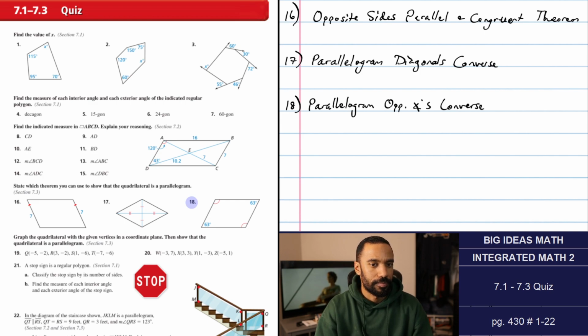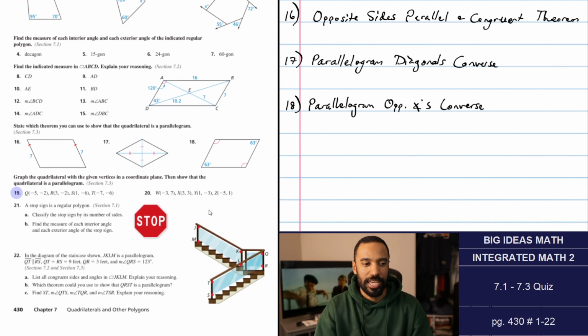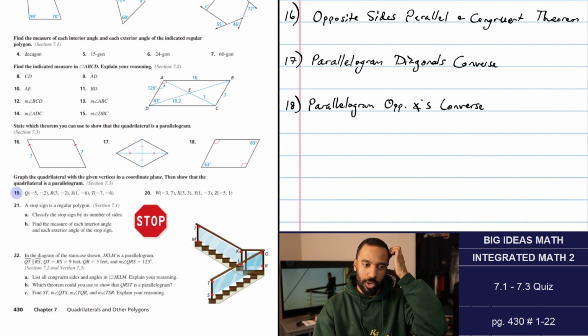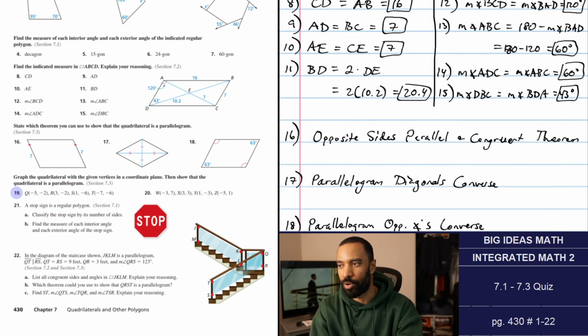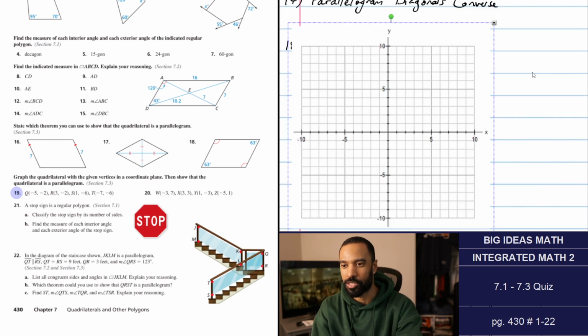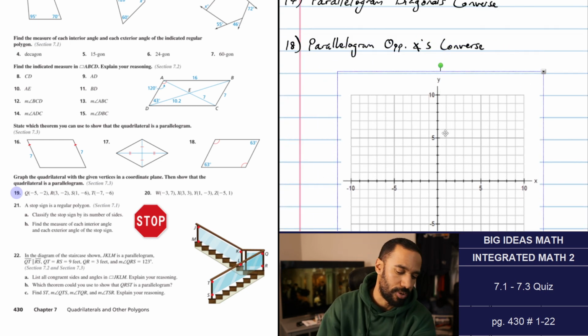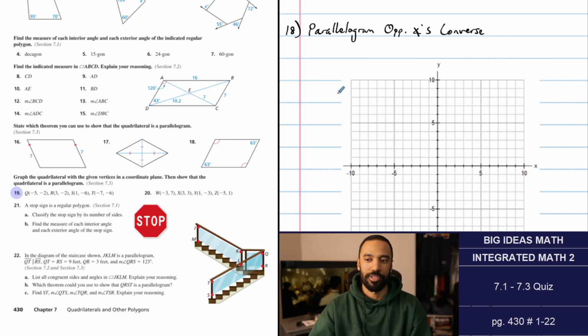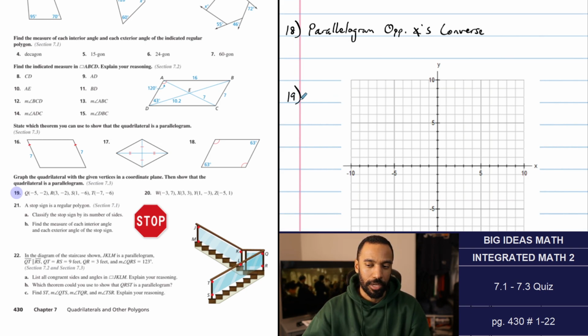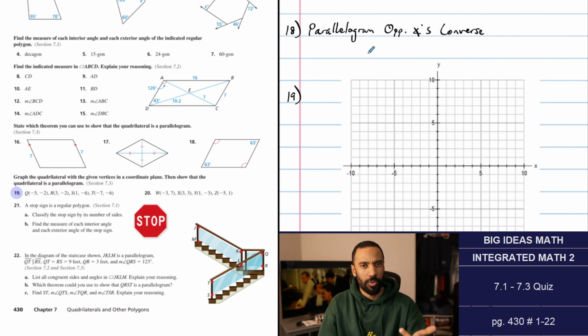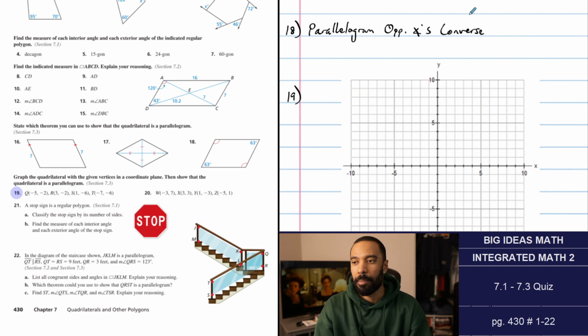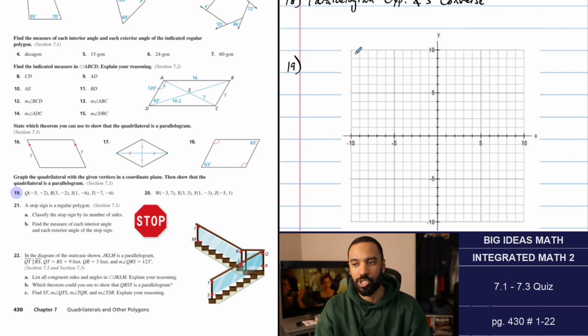I'm sure we're going to have more coming up right now. Looks like I'll attach graph paper down below. Number 19. Graph the quadrilateral with the given vertices in a coordinate plane. Then show that the quadrilateral is a parallelogram. So once again, we're still in section 7.3, showing that it's a parallelogram. That's the whole thing. Prove that it's a parallelogram within what you have. We have a bunch of different theorems that we just looked at that can prove it. Another converse theorem that we did not do is the opposite sides congruent one. Or we can go by the parallelogram's definition: both sets of opposite sides parallel. I probably wouldn't use the angles one because we don't really speak on angles so much with graph stuff.